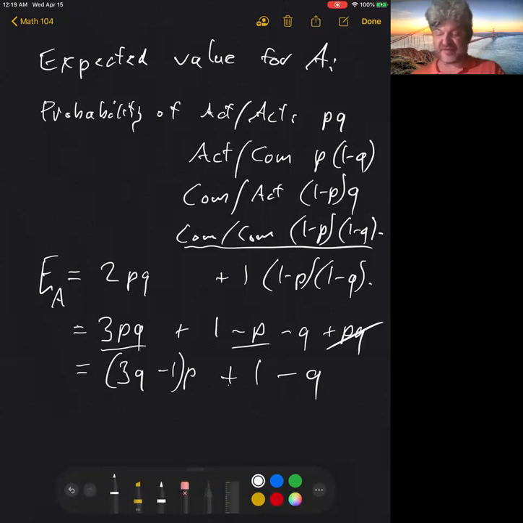This is the expected value of A expressed in a more useful way, because now we can determine what choice of P will make this as big as possible. But the choice depends on Q. Usually, it depends on Q. The first thing that should spring to mind is, what if 3Q minus 1 is 0?